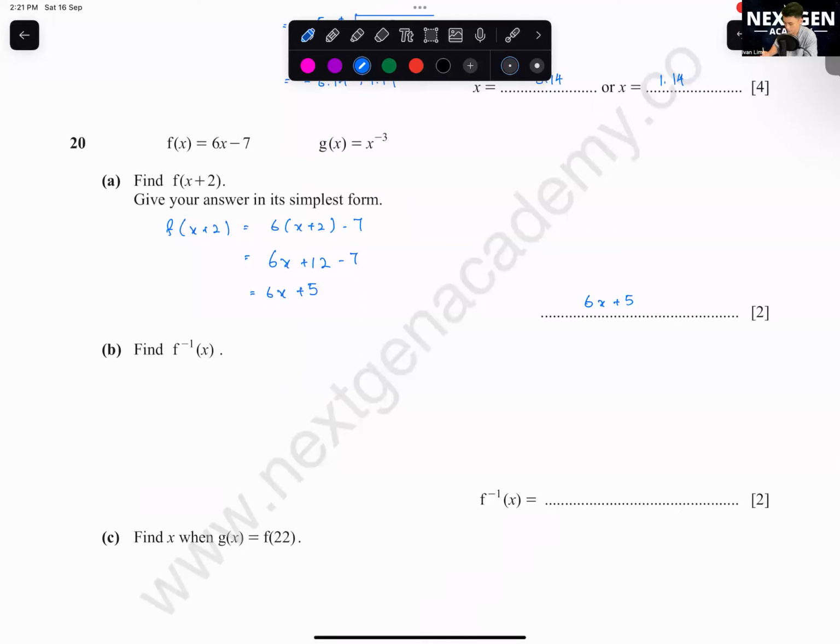Okay, inverse. Let y equal f inverse of x, so f(y) is equal to x. You don't have to write down the formula. So here, 6y minus 7 equals x. Rearrange it, make y the subject: y equals x plus 7 over 6. So my f inverse of x is (x + 7) over 6.